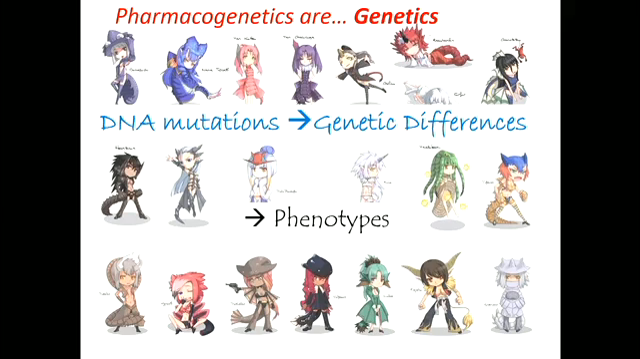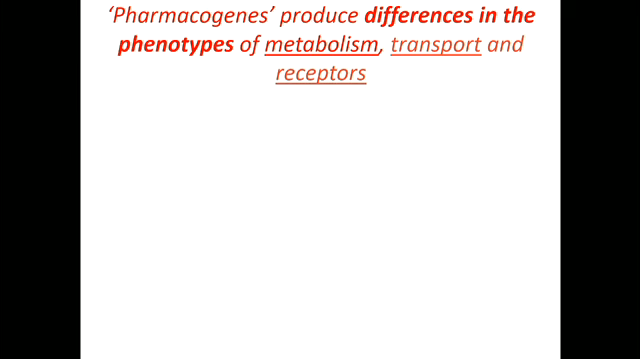So pharmacogenetics is genetics, of course. It's DNA mutations which produce genetic differences, and that produces different phenotypes then. So that's the expression of the genes. Here you can see a lot of different phenotypes, which are quite odd, but nonetheless, we'll see that humans can be just as odd.